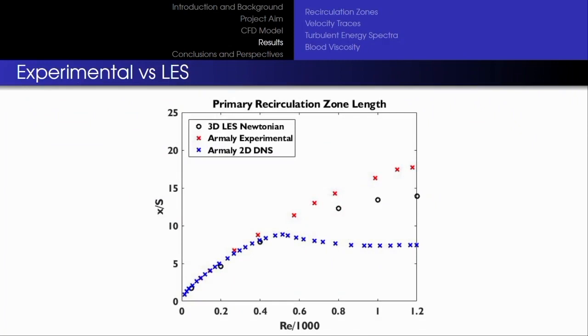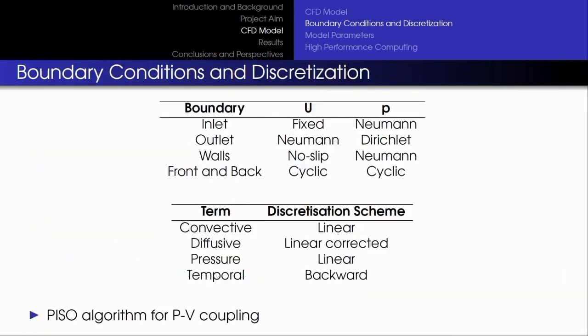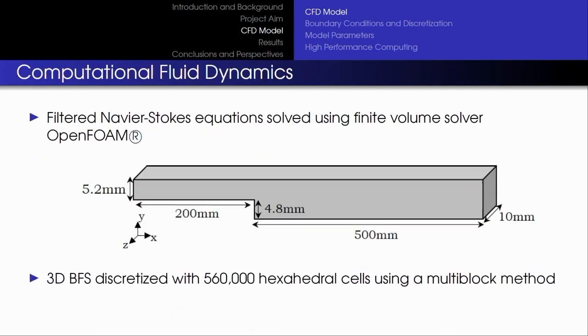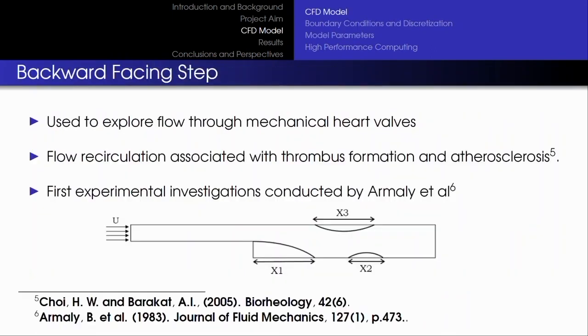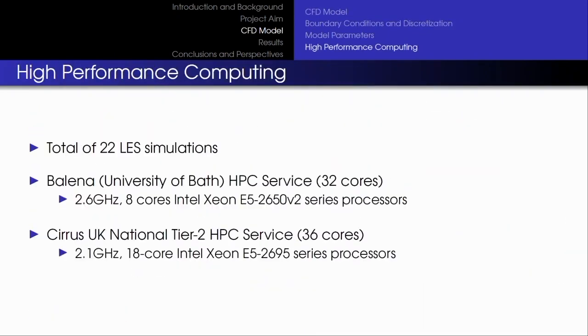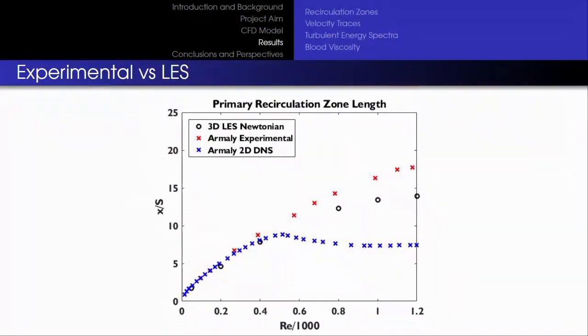So on to results. As said earlier, the main result you obtain from a backward-facing step is the recirculation zone length. So if I just quickly go back, this recirculation zone length is the one we're mainly looking at. And you can see up to Reynolds number 400, we have a good fit. However, when we increase the Reynolds number up to 1,200, we have less of a fit with the experimental data.